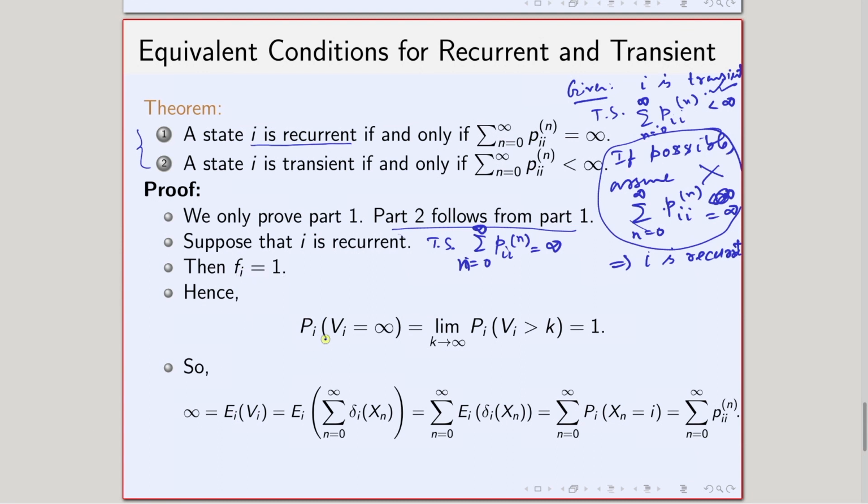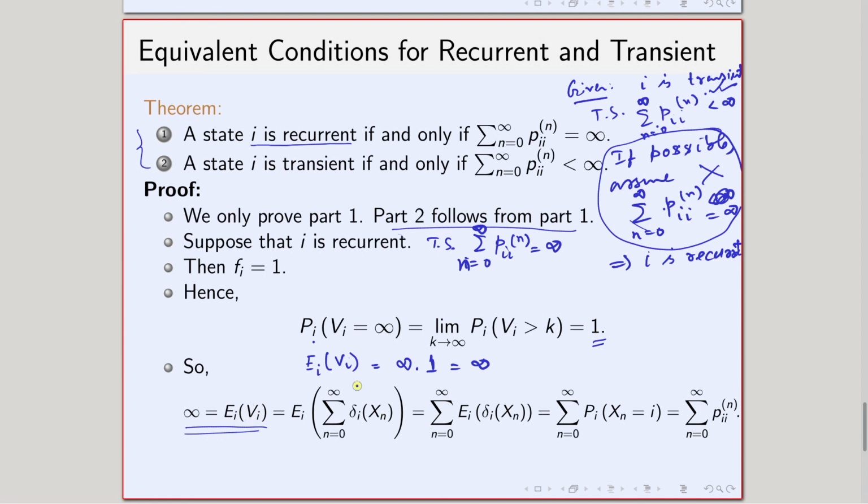Now, you see that in this case P_i(V_i = infinity) is 1, that means we keep on coming to the state I again and again with probability 1. That means V_i takes the infinite value with probability 1. So, if I now calculate the expectation of V_i under X_0 equals I, that is the value multiplied by the corresponding probability, which is basically infinity. So, the conditional expectation E_i of V_i given X_0 equals I is infinity if I is recurrent.